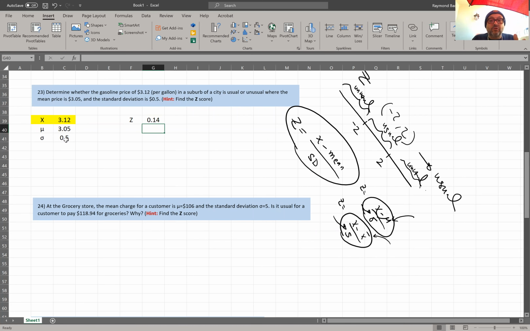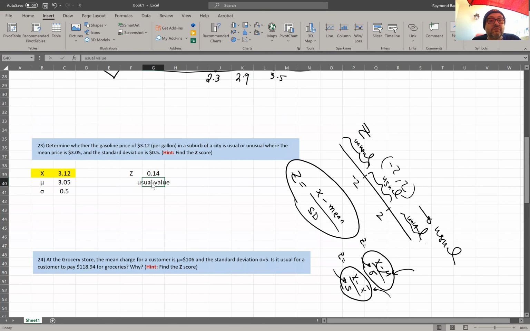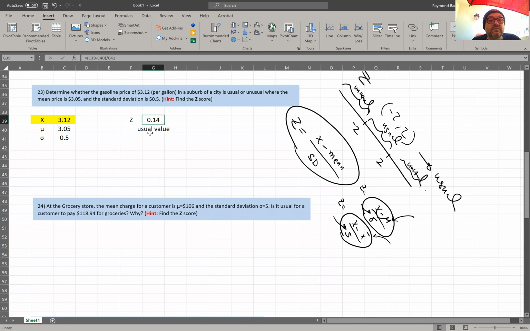So the z-score is about 0.14, close to 0. So it's obviously between -2 and 2. Therefore, this is a usual value. The value of $3.12 for gasoline is a usual value because its z-score is between -2 and 2. It's basically close to 0 in this case. And again, you do number 24 the same way.